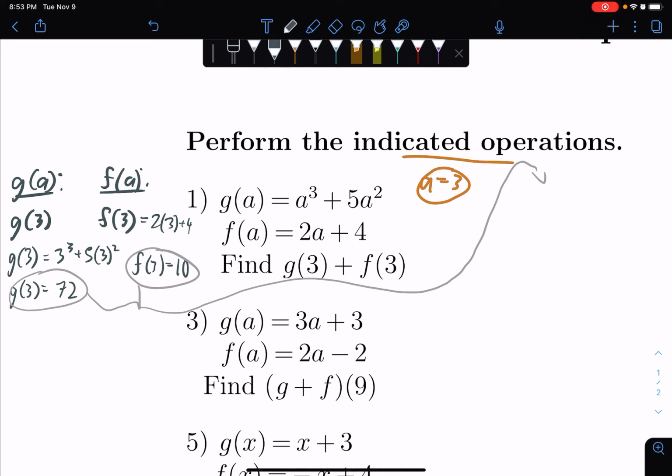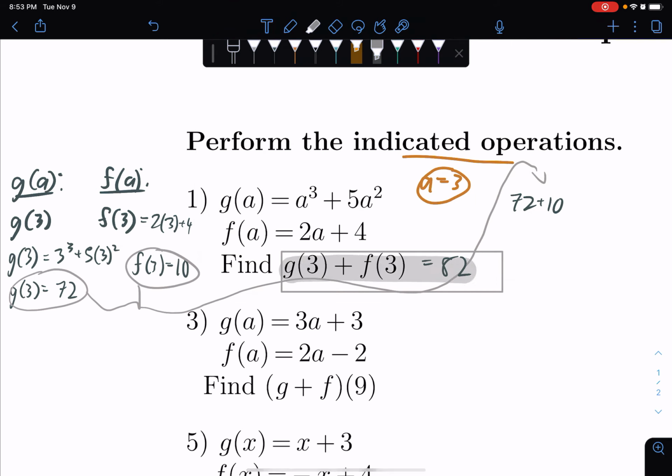So find g of 3 plus f of 3. Basically, we'll add them. So 72 plus 10. And I suppose that you already know where this is going. So we have 82. This is our final answer. Alright, let's move to number 2.